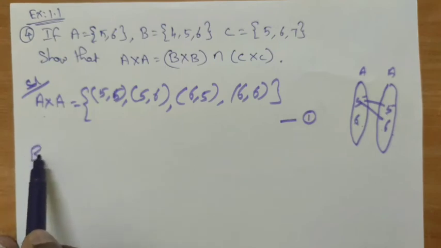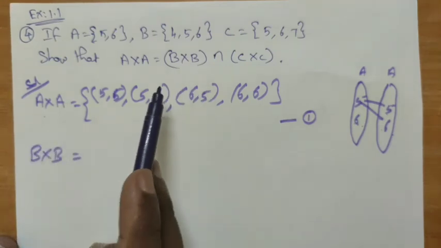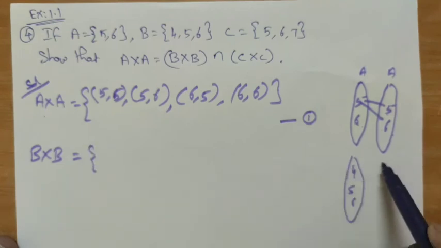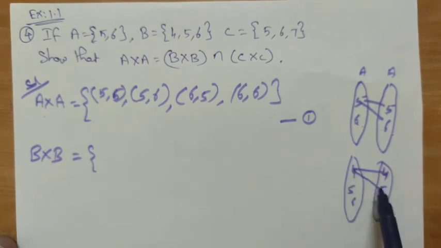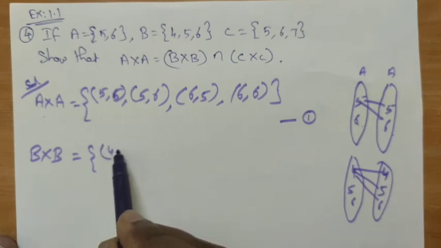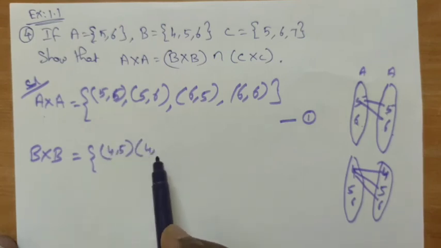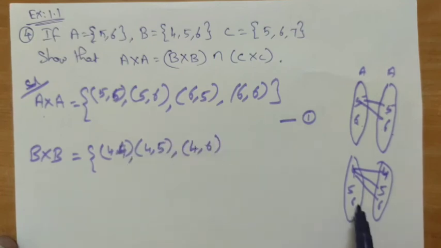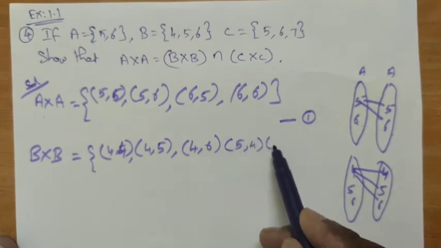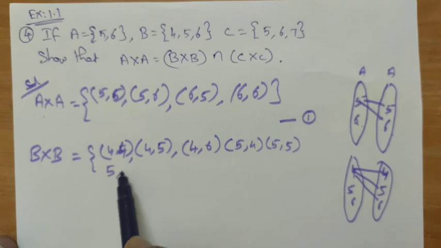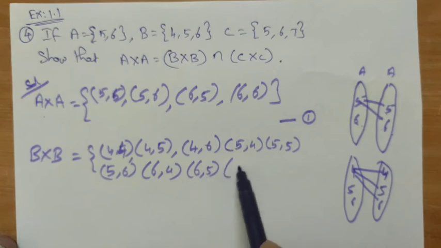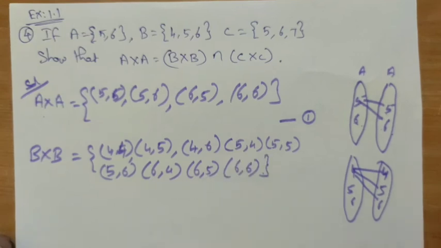Let me take the second equation, that is B cross B, the RHS side. The set B is {4, 5, 6}, again {4, 5, 6}, right? 4 is mapping with 4, 5, 6. The ordered pairs are (4, 4), (4, 5), (4, 6), then (5, 4), (5, 5), (5, 6), and the last one, (6, 4), (6, 5) and (6, 6). This is B cross B.